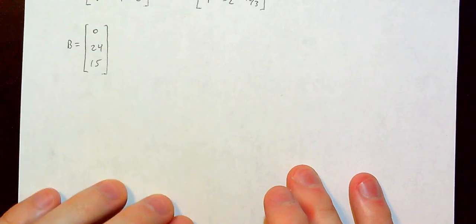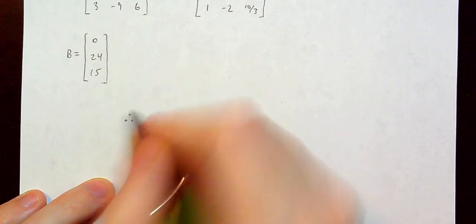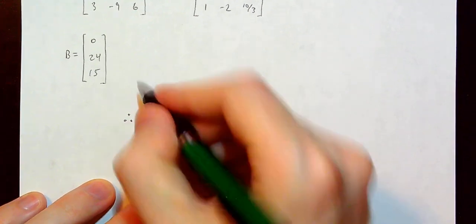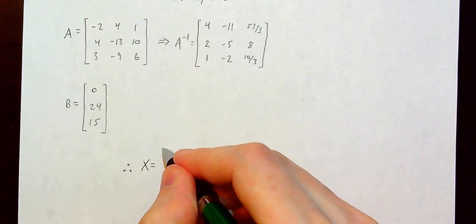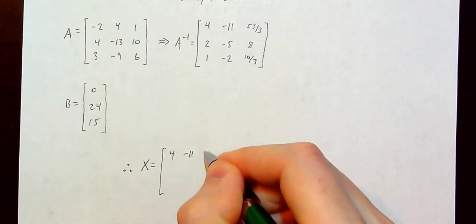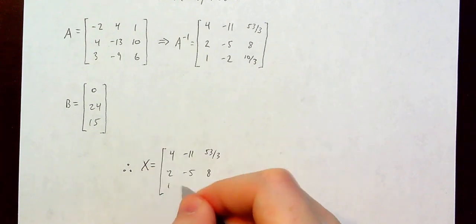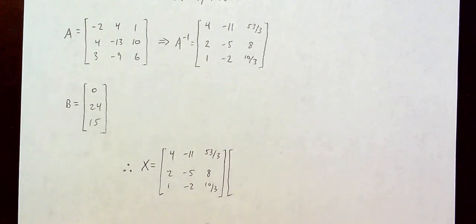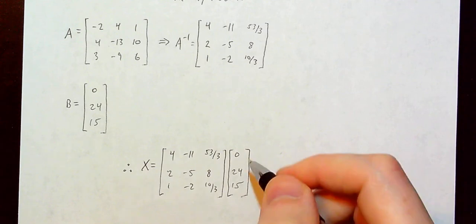So to solve for x, therefore, or because mathematicians are lazy and we can't write out the word therefore, we just put 3 dots in a triangular shape. X is going to be this inverse matrix that we just found. 4, negative 11, 53 thirds, 2, negative 5, 8, 1, negative 2, 10 thirds, times B here, 0, 24, and 15.